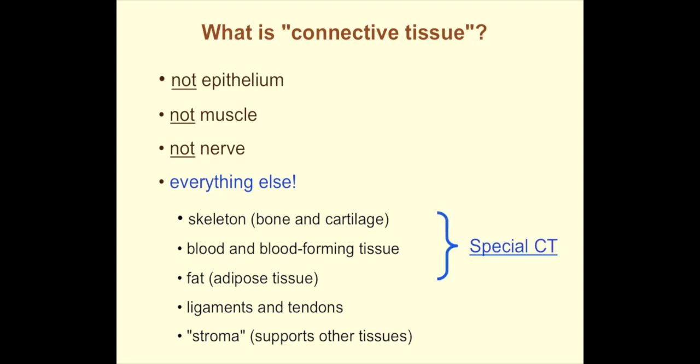Those first 3 types of connective tissue, the skeleton, blood and fat, are all what we call special connective tissue. Whereas the ligaments and tendons and the stroma, the supporting tissue, is what we define as ordinary connective tissue. So this is a classification of connective tissue: it's either ordinary connective tissue or special connective tissue. The purpose of today is to learn a little bit about particularly ordinary connective tissue and then finish off with a little example of special connective tissue in the form of adipose tissue.